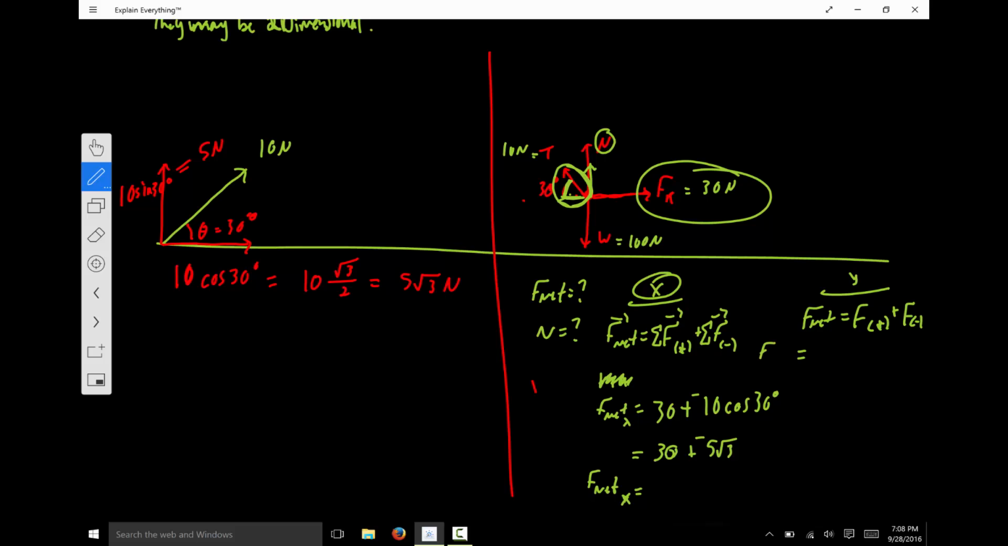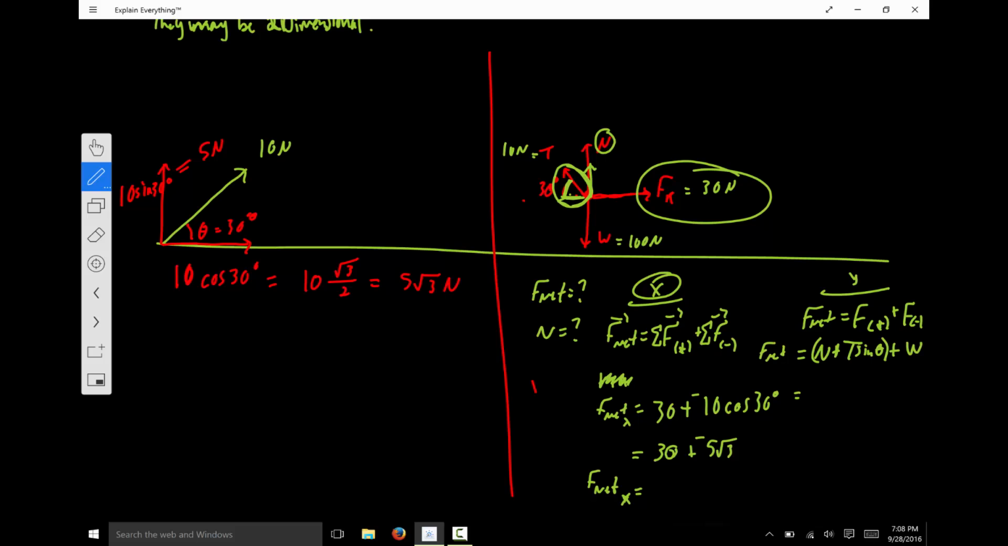Okay, so the net force here is equal to normal force plus, and I'll put these in parentheses because these are the sum of the forces in the positive direction, normal force plus tension sine of theta, plus the forces in the negative direction. I only have weight. Okay, so if we want to find the net force, we need to know what normal force is.